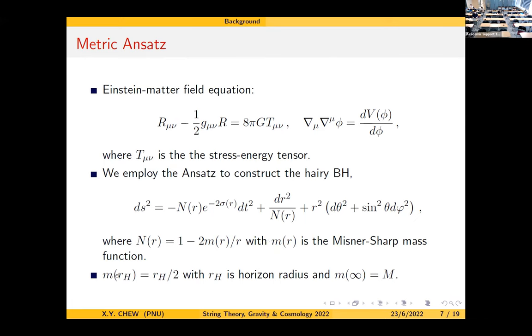In this case, for the black hole solution, when r equals r_h, it means that r_h is the radius of the horizon. When r equals r_h, the mass function equals r_h over 2. And then at infinity, the Misner-Sharp function will approach a constant value, and that constant value represents the mass of the black hole.